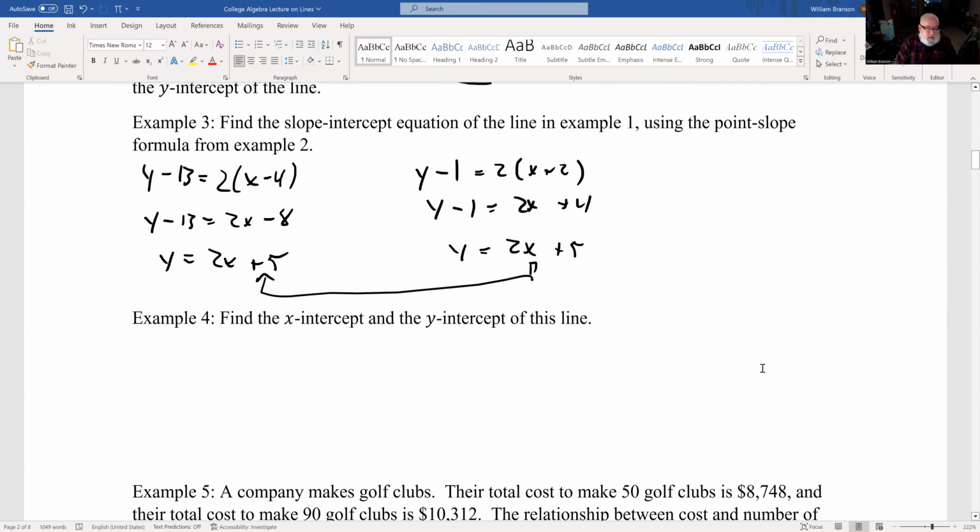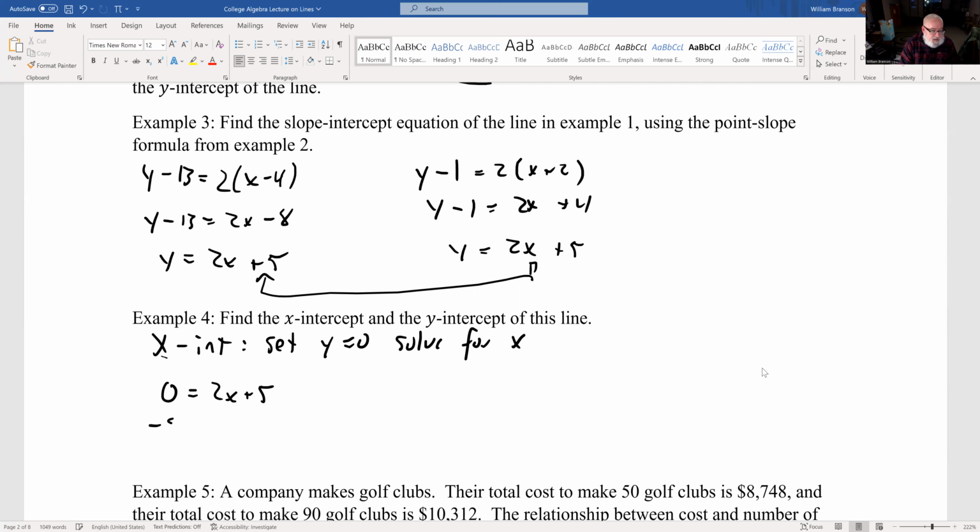What's the x-intercept and what's the y-intercept? For the x-intercept, set y equal to 0 and solve for x, right? So we say 0 equals 2x plus 5, minus 5 equals 2x, minus 5 over 2 equals x. So the x-intercept is x equals minus 5 halves, and whenever we're at the x-intercept, y is 0.